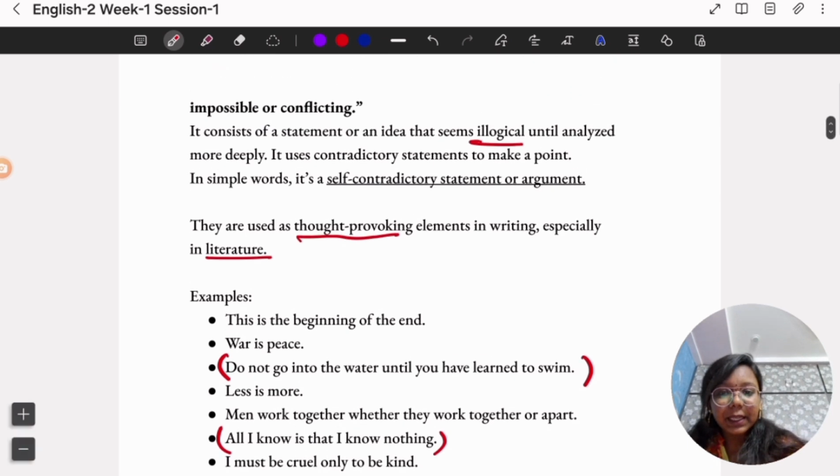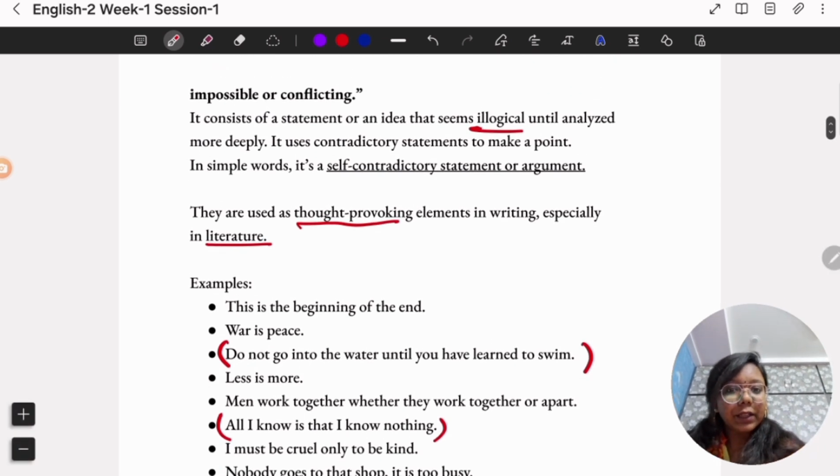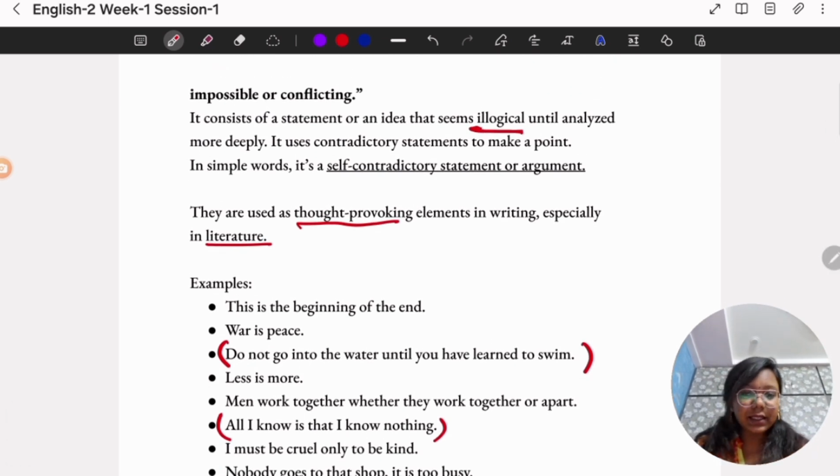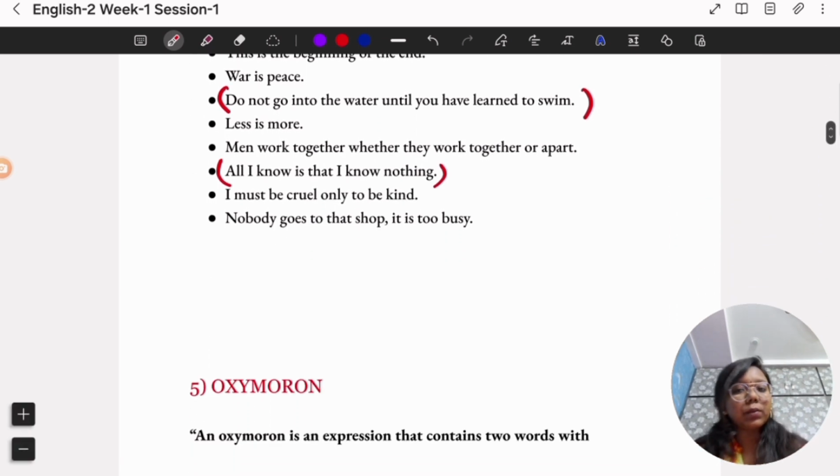So simply, if you feel it is illogical and weird when you read it for the first time, then it's definitely a paradox. You'll get to know the difference between these later on in the lecture.